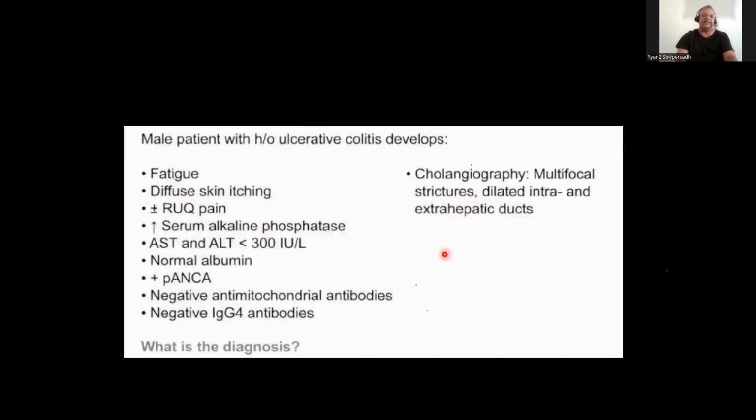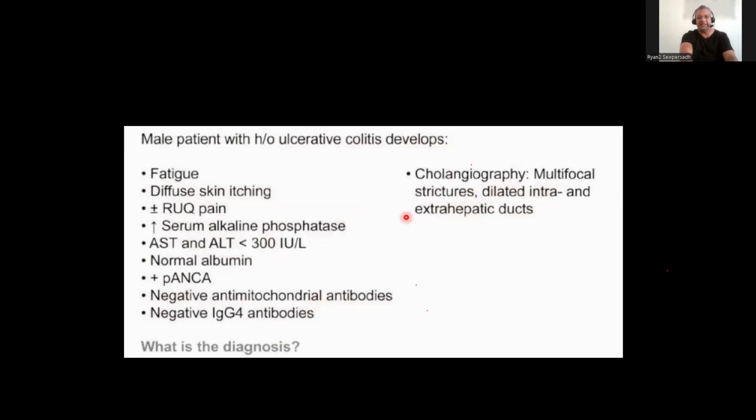Okay, so this patient they're telling us has already developed ulcerative colitis. It comes in now with fatigue, diffuse skin itching, right upper quadrant pain, raised alk phos, transaminases high but not that high, normal albumin, positive P-ANCA, negative antimitochondrial, so it's not autoimmune hepatitis, negative IgG4, it's not IgG4 related disease, but cholangiography shows you multiple strictures, dilated intra and extrahepatic ducts.